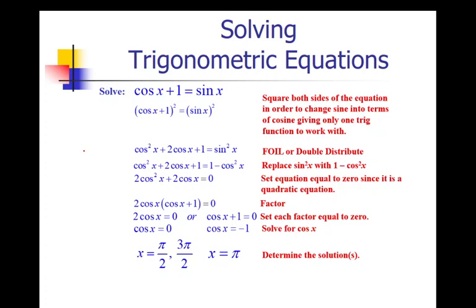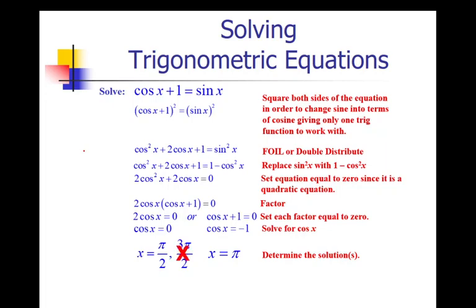Cosine x is 0, so at pi over 2, cosine is 0. At 3 pi over 2, it's 0. And cosine is negative 1 at pi. But we have to make sure that we're checking our solutions. Because we squared that at the beginning, it gave us extra solutions.